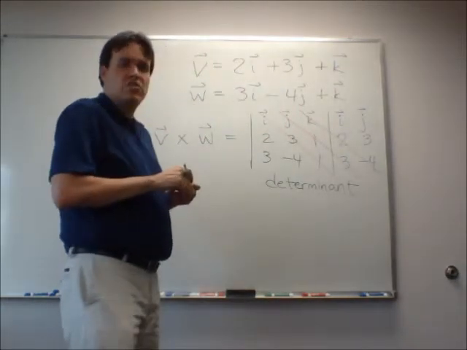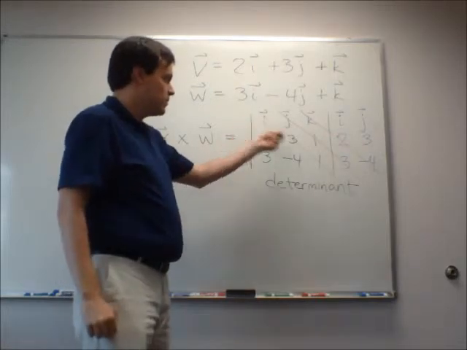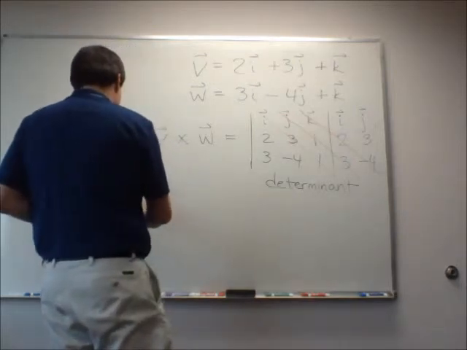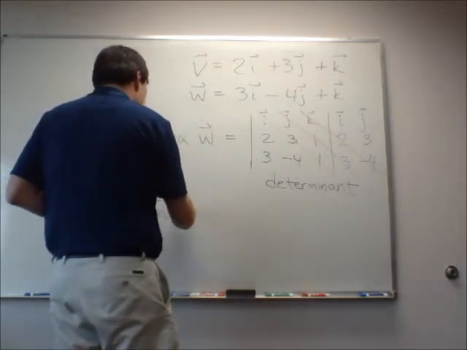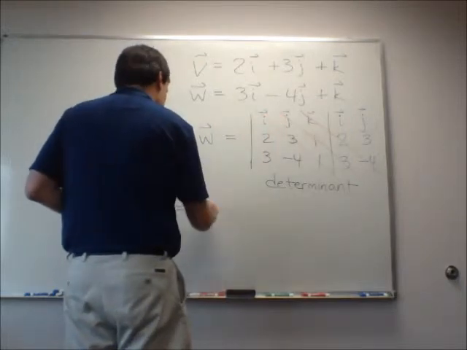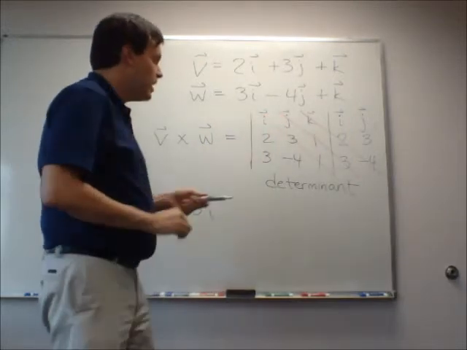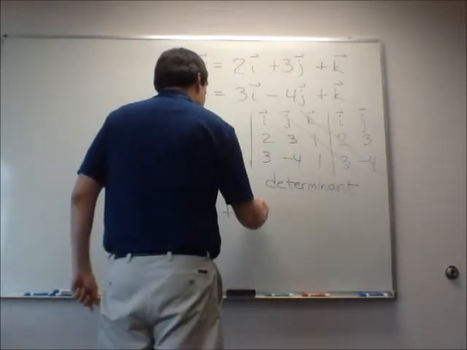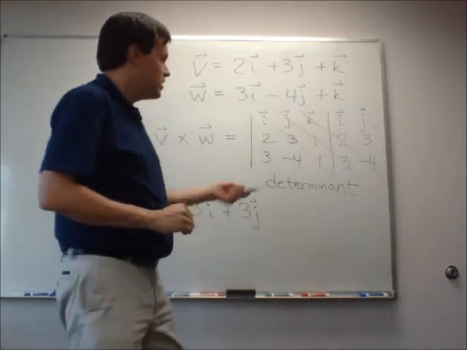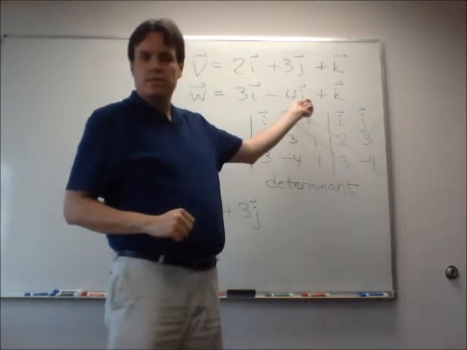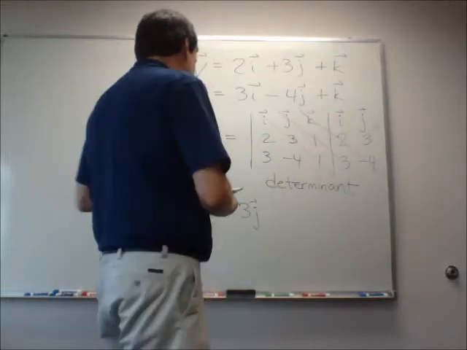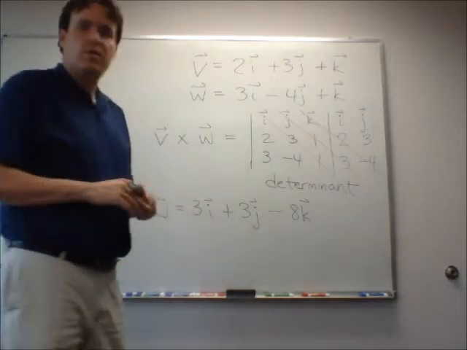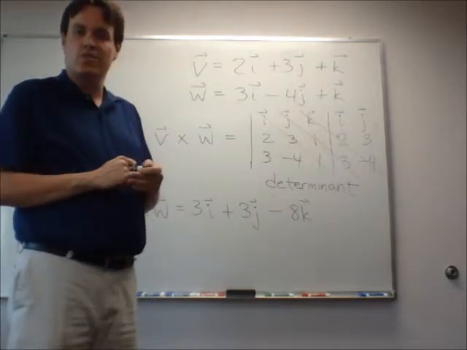I'm going to multiply the entries along each diagonal. Along the first diagonal, I have 3 times 1 times i. That's 3i. So V cross W is going to start with 3i. And then I'm going to add 1 times 3 times j. That's 3j. And finally, I add 2 times -4 times k. That's a -8k that I'm adding. So minus 8k.